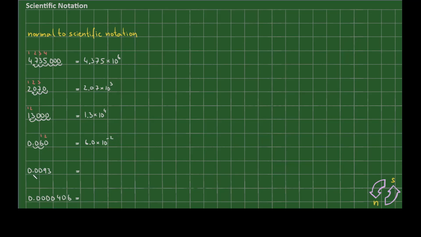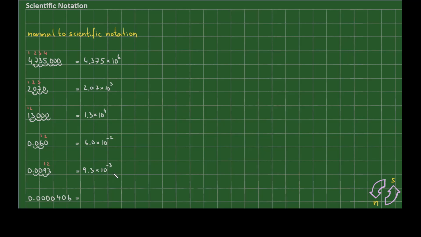The next value of 0.0093 also has 2 significant figures. They are going to be part of the coefficient, so I'm going to write 9.3 multiplied by 10. The value is less than 1. I can write negative for the exponent, and now I'm going to count how many times the decimal point has moved, and it has moved 3 times. So the scientific notation is 9.3 multiplied by 10 to the power of negative 3.